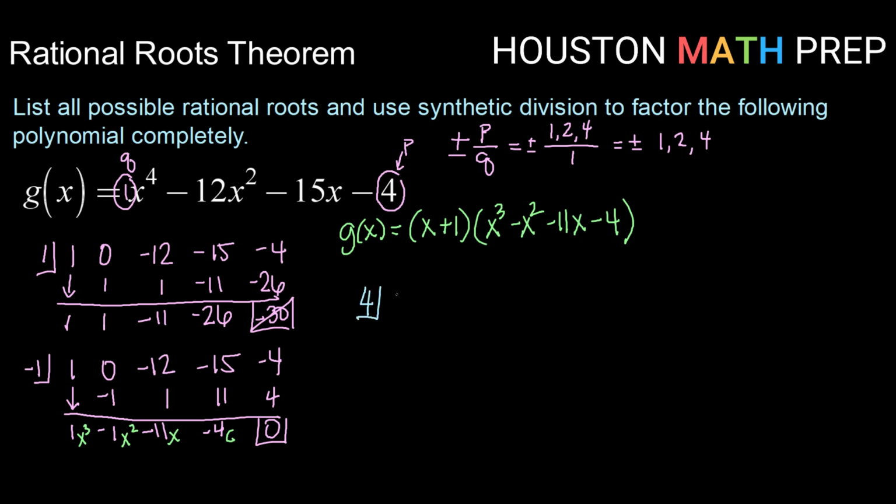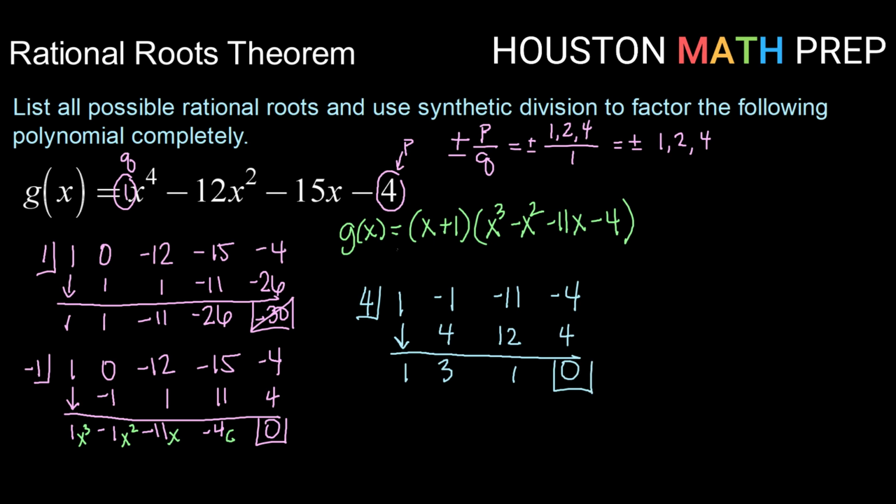So let's see that work out. So 1, negative 1, I'm just bringing my coefficients here, negative 11 and negative 4. Bringing that one down, 4 times 1 is 4, negative 1 plus 4 is 3. 4 times 3 is 12, negative 11 plus 12 is 1. And 4 times 1 is 4, so with 4 we get a remainder of 0.